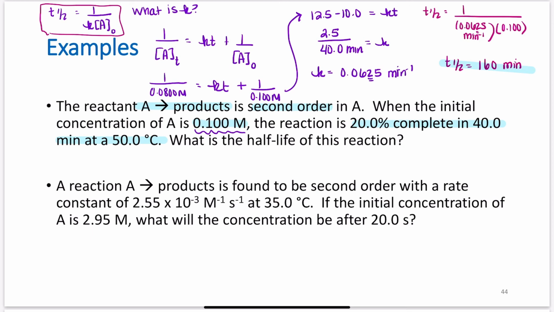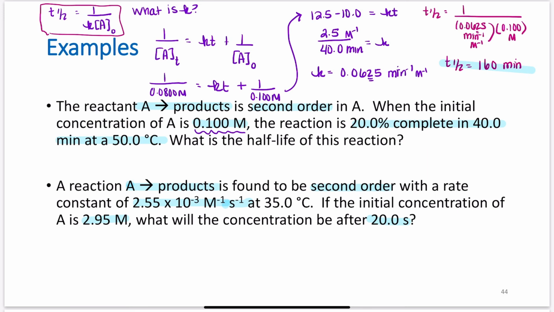What about this example? A reaction A going to products is found to be second order with a rate constant of 2.5 times 10 to the negative third molar per second at 35 degrees C. Let me check. This is actually molar per second. Dropping units over here. I apologize. There. That's the correct units to keep them through. 35 degrees C. If the initial concentration of A is 2.95 molar, what will the concentration be after 20 seconds?